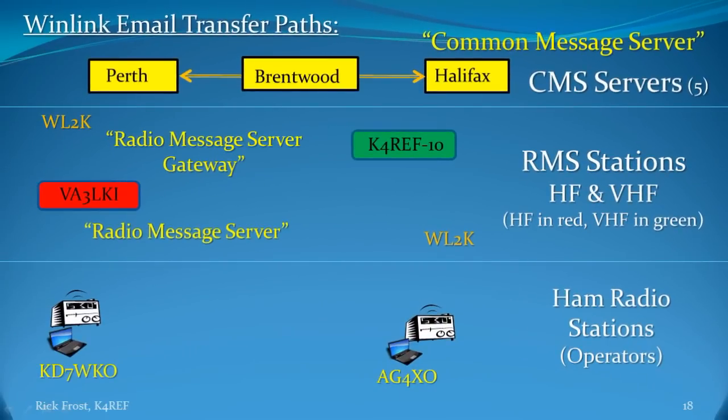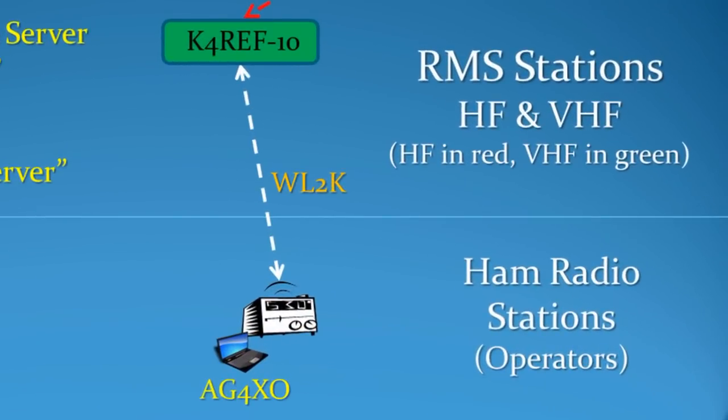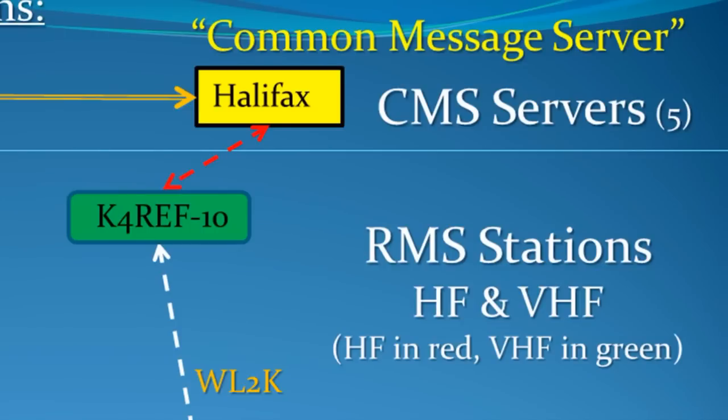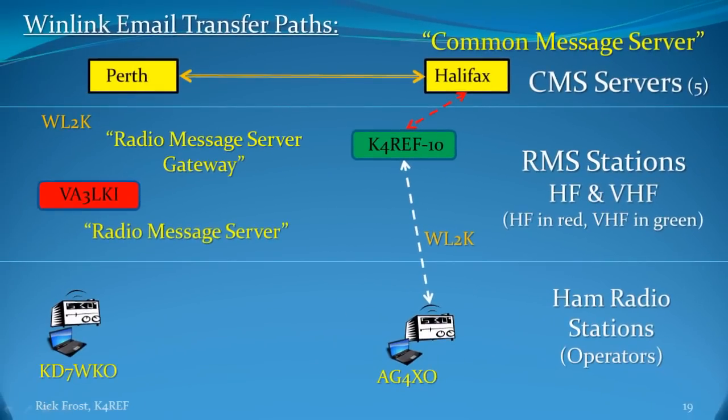KD7WKO's email will sit on these servers until requested. The final link takes place when AG4XO contacts an RMS station using RMS Express to send and receive his email. In this fully automated process, he is connected to K4REF-10, which is my RMS VHF packet station in Knoxville. The station then contacts one of the CMS servers, in this case Halifax, and pulls down AG4XO's email and sends it on to him. So, this is a typical set of Winlink connections.